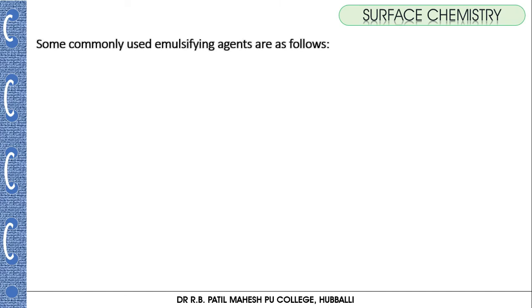Some commonly used emulsifying agents are as follows. For oil in water, that is the first one let us take, and second one for water in oil. For the first one let us see.